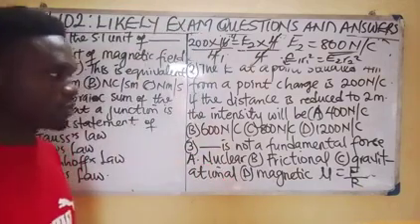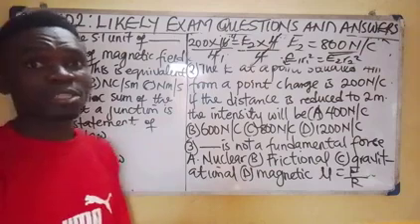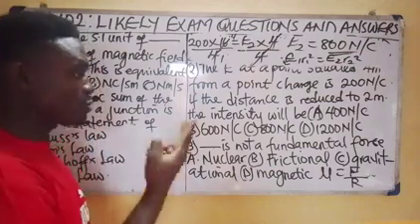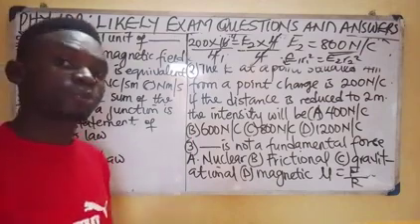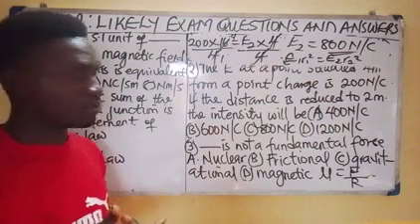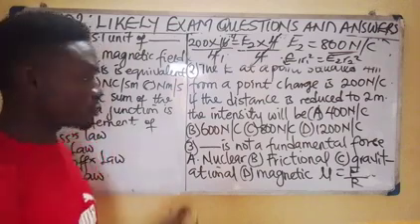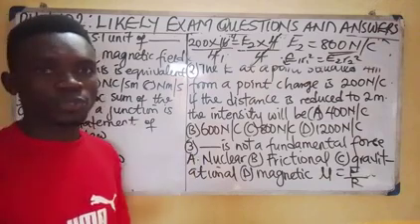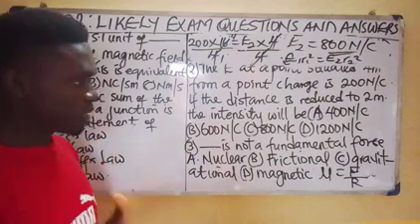So we now have the nuclear force. The nuclear force is of course a fundamental force. We have two types of nuclear force: the strong nuclear force and the weak nuclear force. The strong nuclear force is found in subatomic levels, while the weak nuclear force is found in radioactive entities. Take note of that.